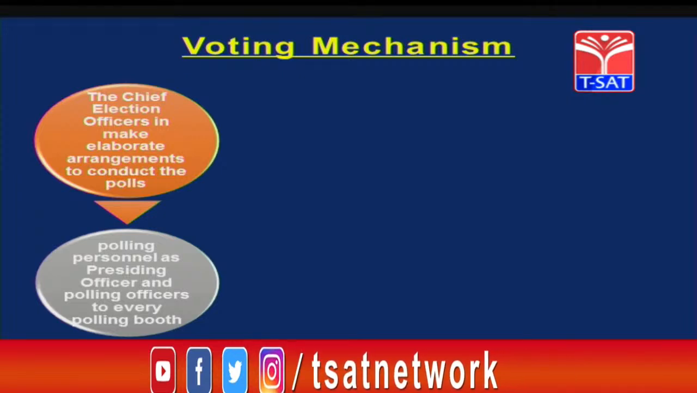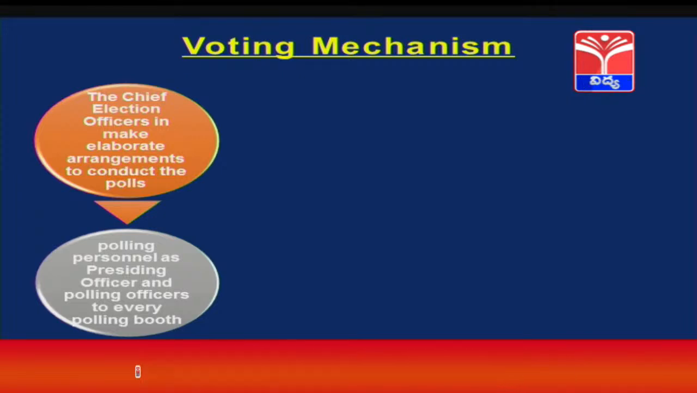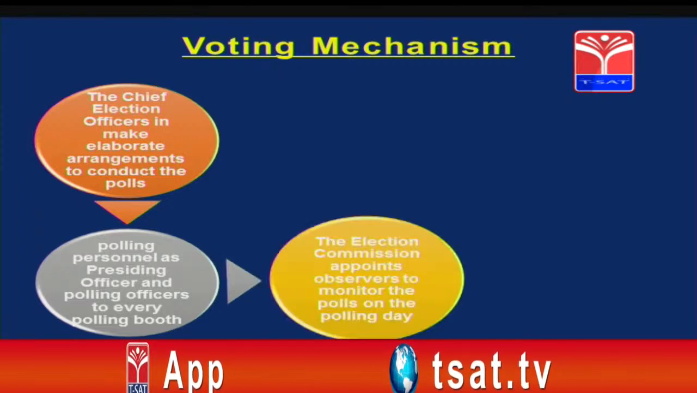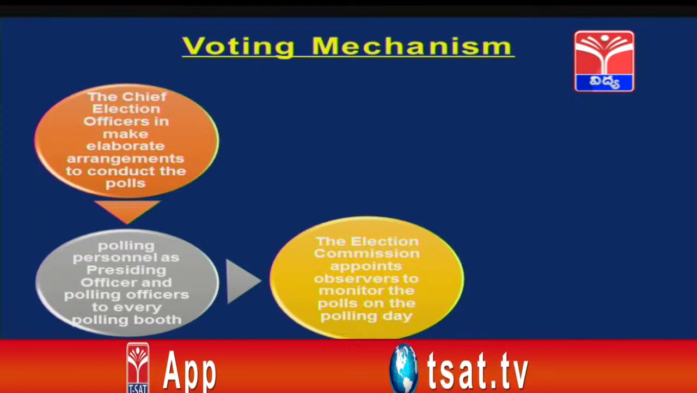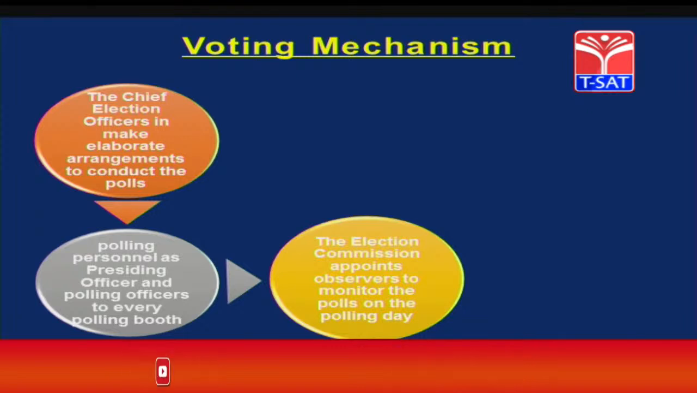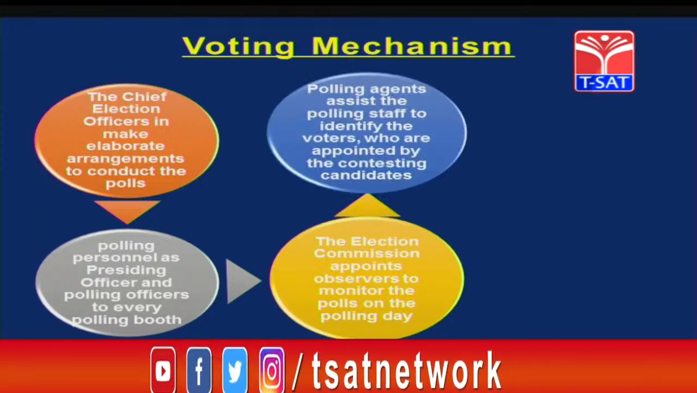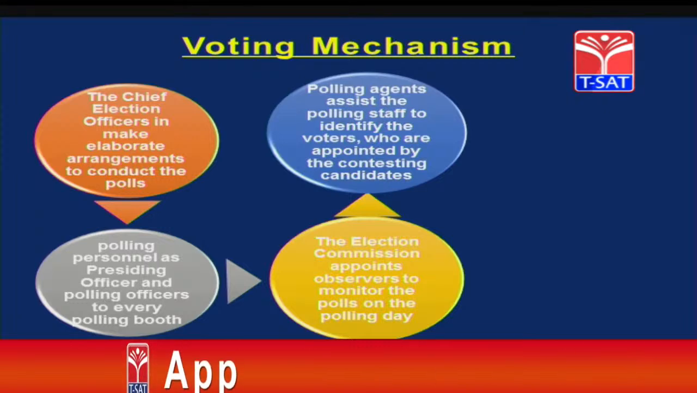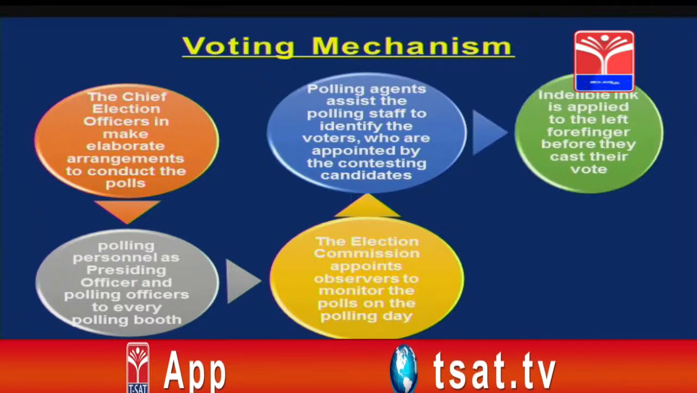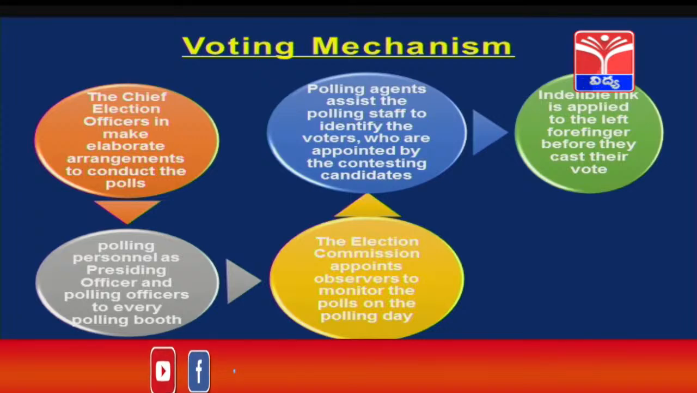that is polling staff, such as the presiding officer and polling officers, are assigned to every polling booth. Then the Election Commission appoints observers to monitor the polls on the polling day. Then the polling agents, who are appointed by the contesting candidates, assist the polling staff to identify the voters. An indelible ink is applied to the left forefinger before they cast their vote.